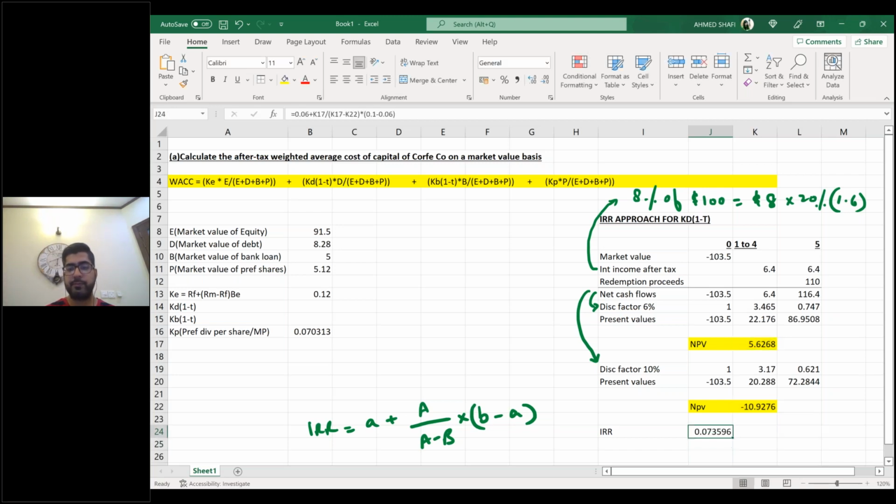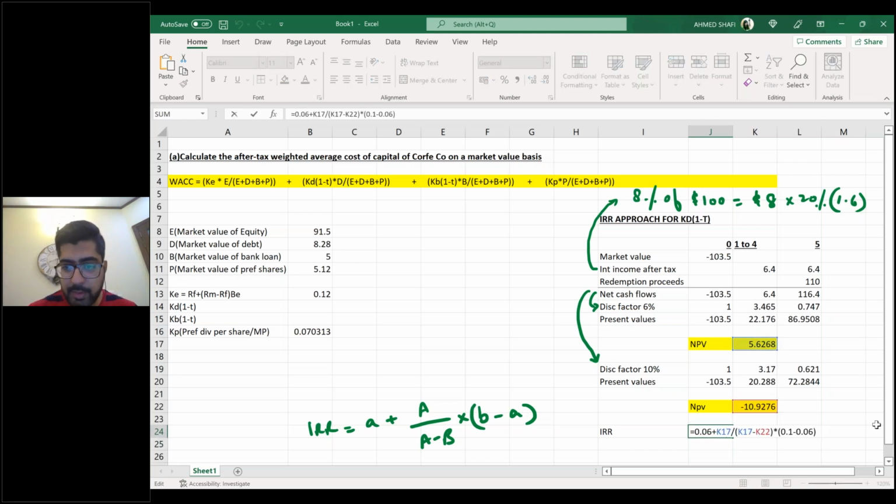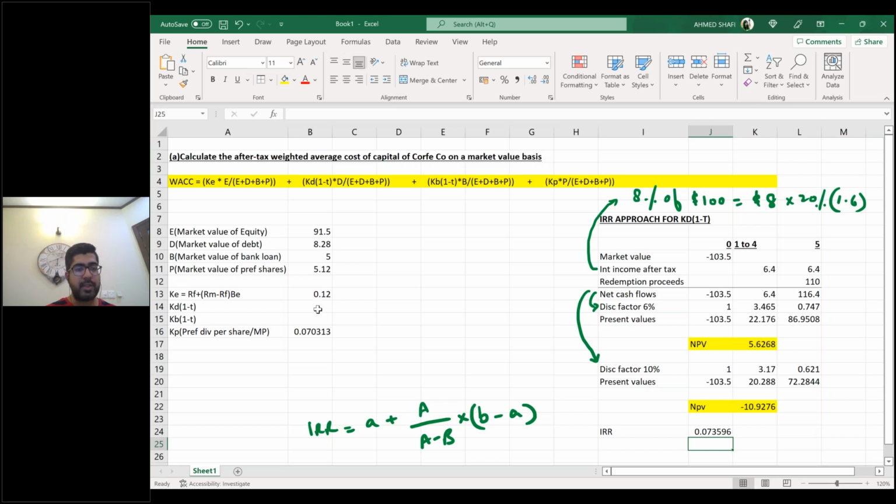7% is the IRR. You can check the formula again. 0.06, that's small a, positive NPV rate, plus capital A, positive NPV. It's K17 over capital A, K17 minus capital B, K22 into small b minus small a. This produces IRR of 0.073.